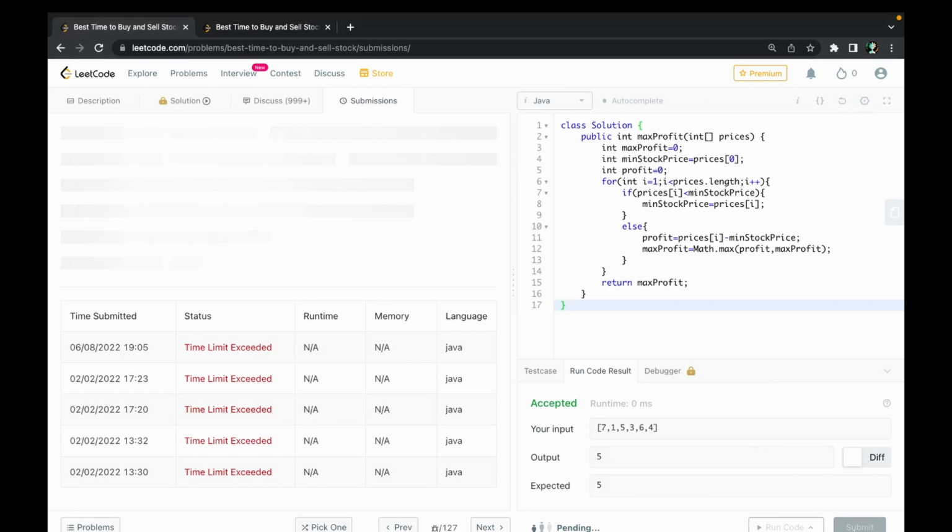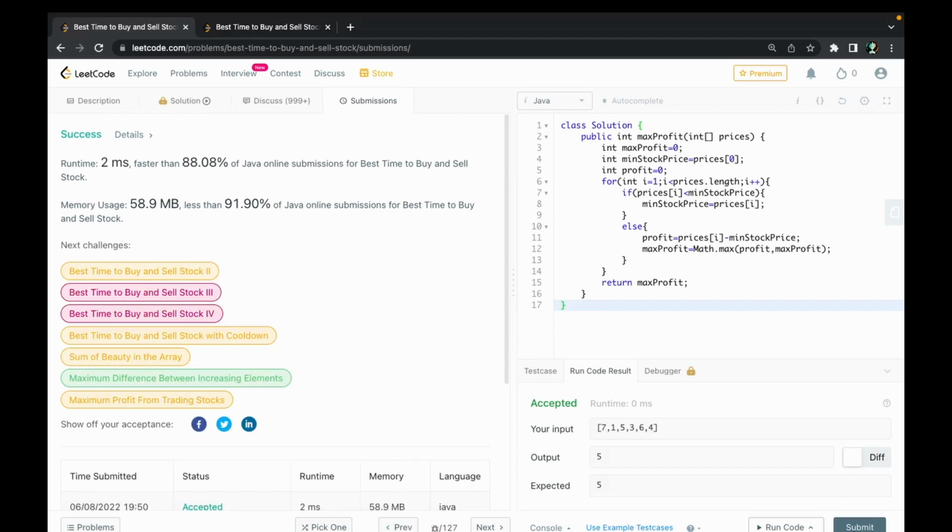Now let's submit our code. Let's try to submit it and hope it gets the right answer. Yeah, it is accepted. The runtime is 2 milliseconds and it is faster than 88% of the submissions. That means our solution is pretty fast compared to our previous approach. Now that is the solution.